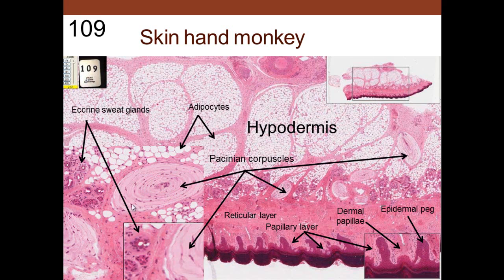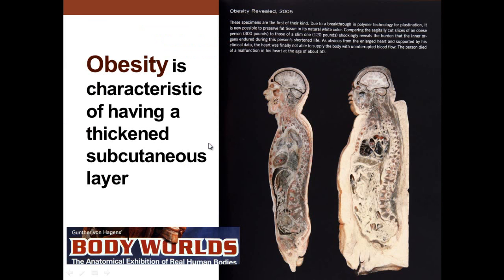Also, you can see sweat glands. This is a sweat gland here, and this is a duct of a sweat gland. So that is the eccrine sweat gland, the one that's associated with cooling. And here we can see the chicken wire looking stuff, which is the adipocytes. These are the fat cells in the hypodermis.